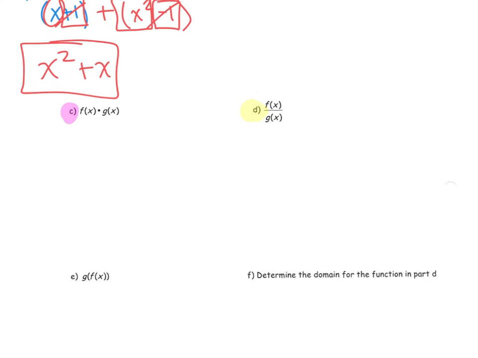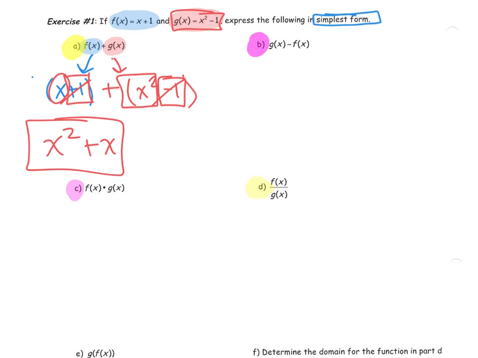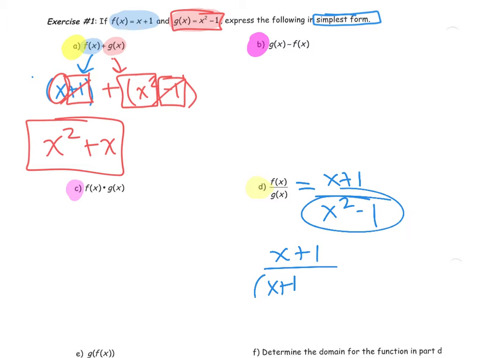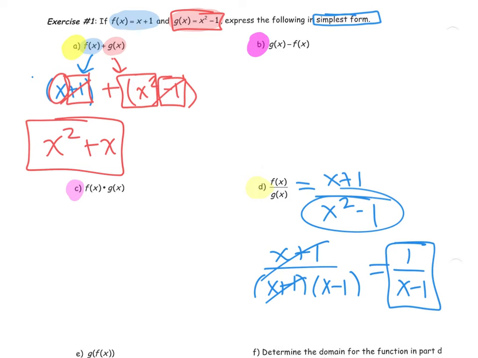So we have f of x over g of x. Okay, well, I'm just going to write down, we know f of x is x plus 1 all over g of x, which is x squared minus 1. Now, some of you might be like, oh gosh, I do not want to have to do long division. You don't have to. Let's factor. We have x plus 1 all over x plus 1 times x minus 1. The x plus 1's cancel, and I'm just left with 1 over x minus 1. Okay, hopefully that was simple enough.